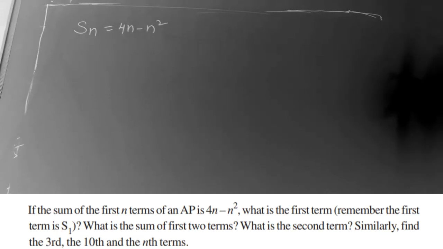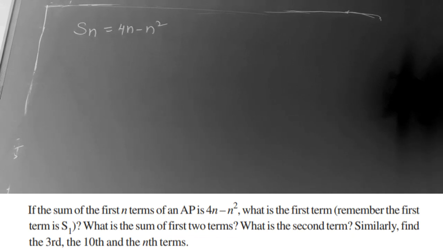Hi my dear friends, in this video we are going to learn progressions exercise number 3, question number 8. If the sum of first n terms of an AP is 4n minus n square, what is the first term? What is the sum of first two terms? What is the second term? Similarly, find third, 10th and nth term of the series.